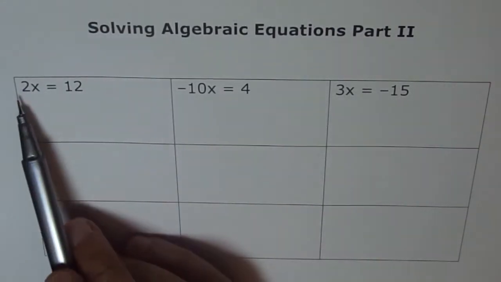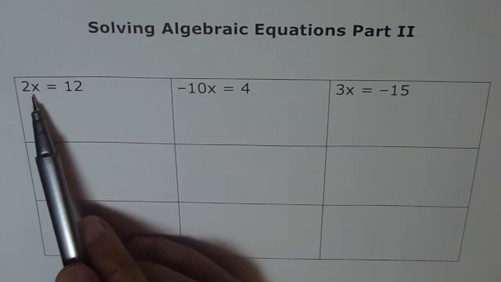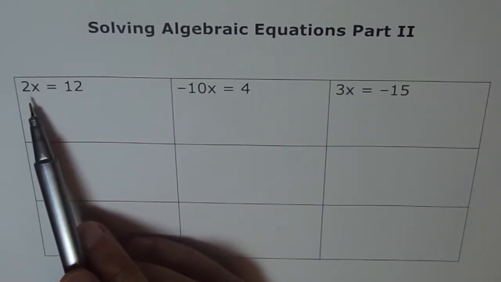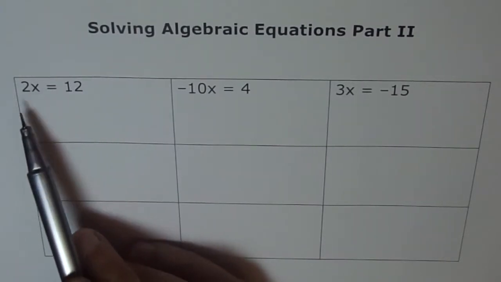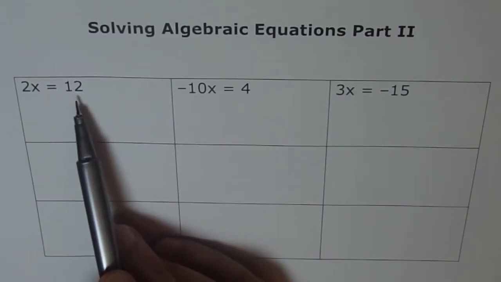When I write 2x, it means 2 times x. Okay, nothing in between means times or multiplication, right? We avoid the multiplication sign because it confuses with the variable x. Okay, so read it like 2x equals to 12.